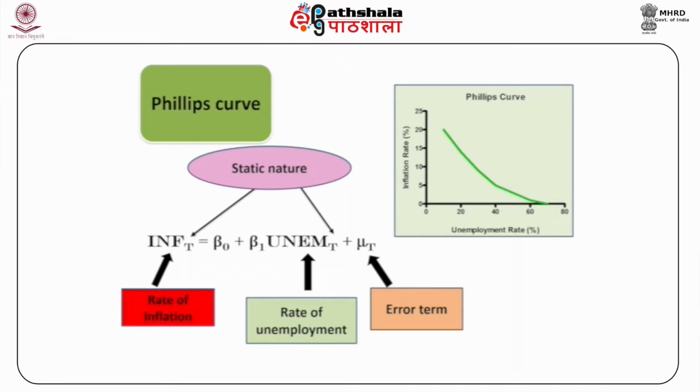The term t is to be noted here. It signifies the importance of the model being static in nature, that is, both the variables, inflation rate and unemployment rate, are noted for the same time period t.